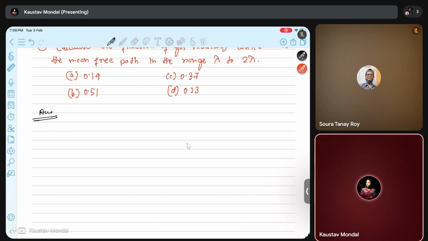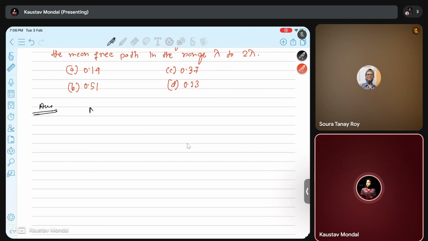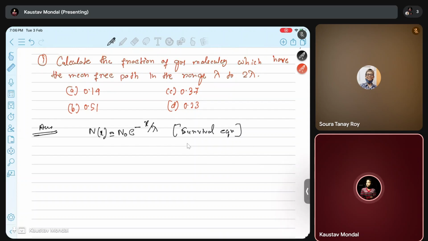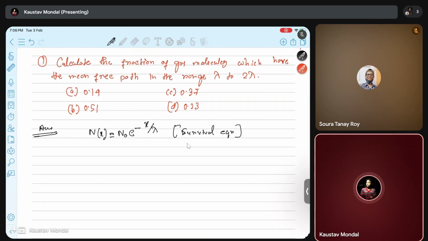So here you have to use the survival equation. After traveling a distance x, the survived molecules nx out of n naught molecules is basically n naught into e to the power minus x by lambda. This is the survival equation we have derived. Now the problem states the fraction of molecules which have the mean free path in the range lambda to lambda plus d lambda. That means in between this range, the molecule will suffer some collision.